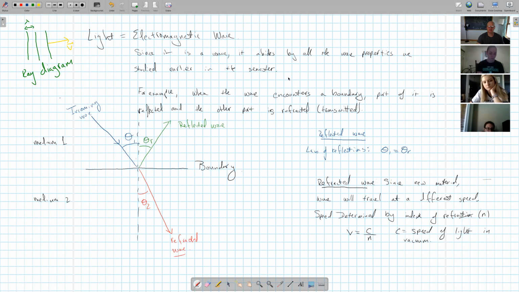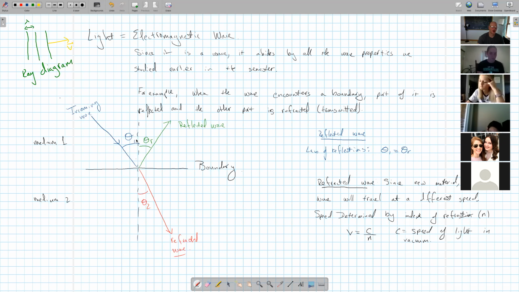So here, we're imagining that we have an incoming wave, which I'm going to classify by this ray diagram. So this is my initial incoming ray, and that's going to strike our boundary at an angle of θ1 relative to the normal. So this angle here is 90 degrees. So this is what we call the normal. Part of that wave is going to be reflected. So that's the green line here. So part of it's going to hit and get reflected off, and that's what we call the reflected wave.